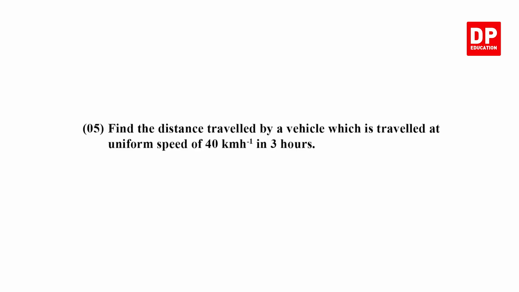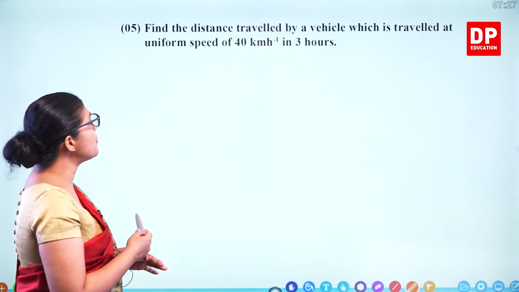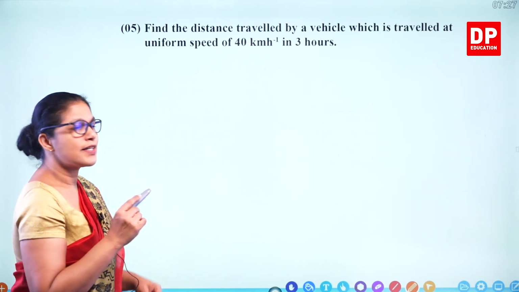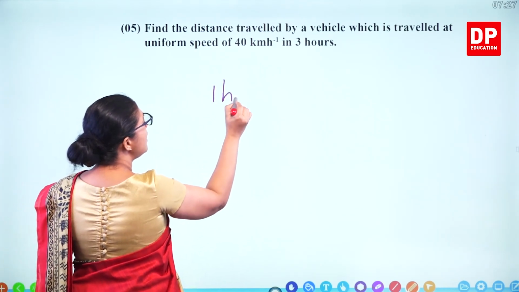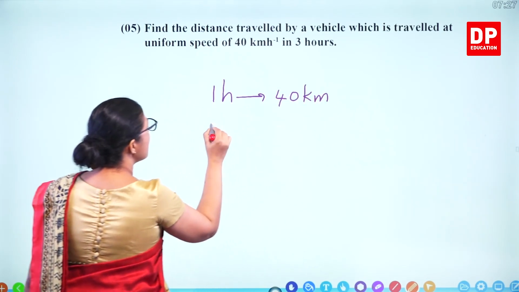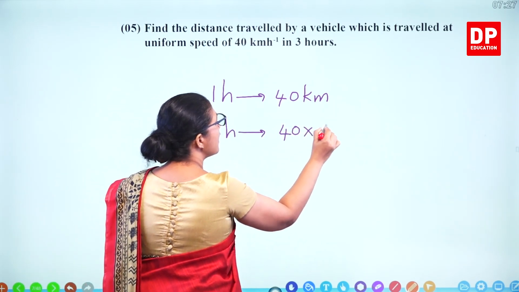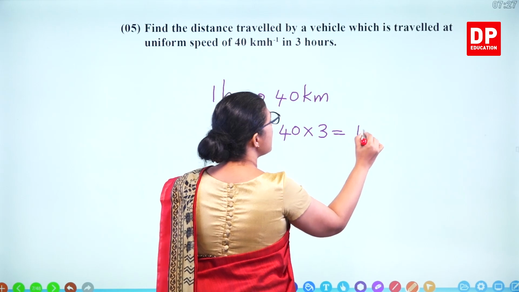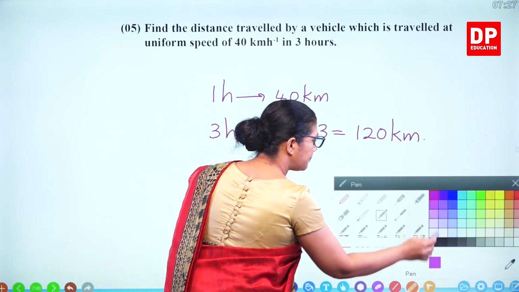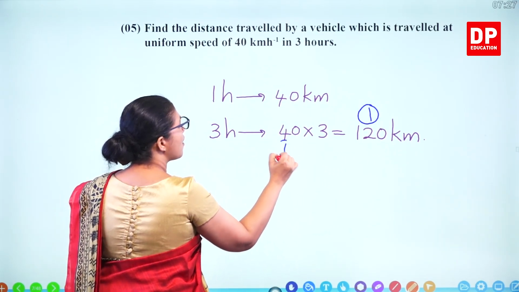Question number 5. Find the distance travelled by a vehicle which travelled at a uniform speed of 40 kilometers per hour in 3 hours. So 1 hour, 40 kilometers. So they are asking for 3 hours. So just multiply this by 3. 40 times 3, 120 kilometers. 1 mark for the method and 1 mark for the answer.